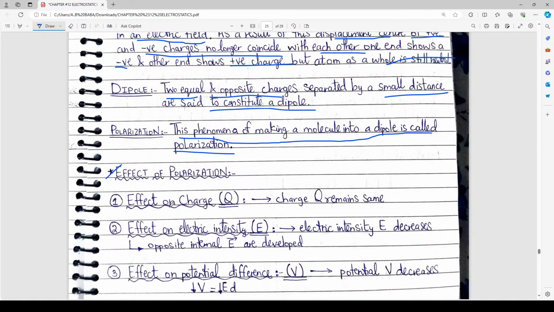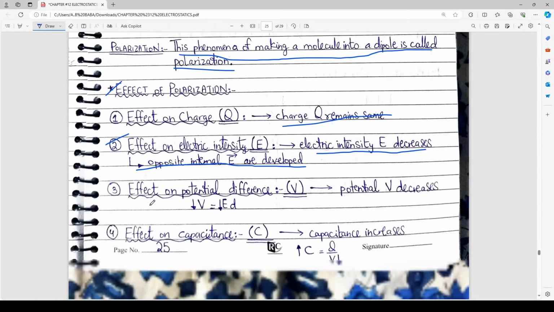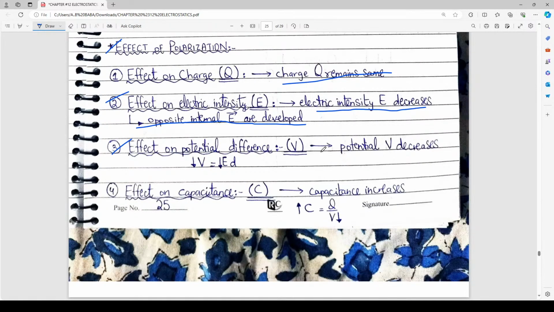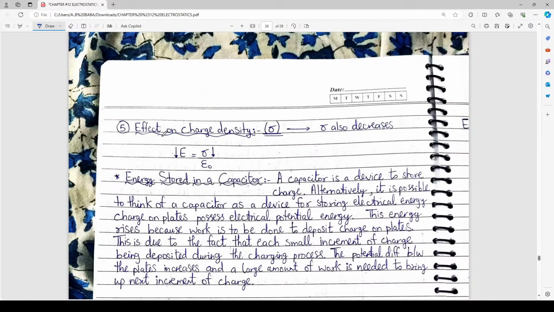The effects of polarization are: the charge Q remains the same; the electric intensity E decreases, because opposite internal electric fields are developed, which in turn decrease it. The potential difference V decreases, so V decreases and E also decreases. The effect on the capacitor is that the capacitance C increases while V decreases. The charge density sigma also decreases, as they are directly proportional, and the energy decreases, so sigma also decreases.